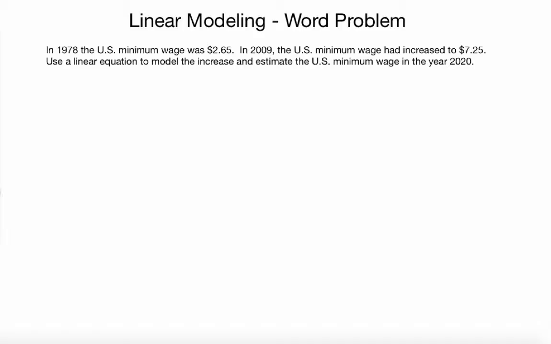Okay, so here's a problem, a common type of problem with linear modeling. In 1978, the US minimum wage was $2.65. In the year 2009, the US minimum wage had increased to $7.25. Use a linear equation to model the increase and estimate the US minimum wage in the year 2020.